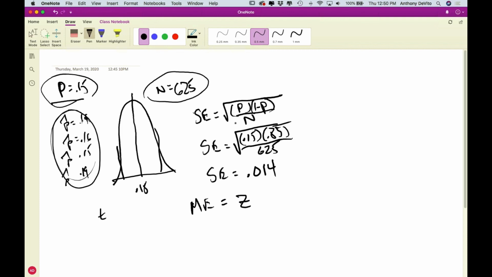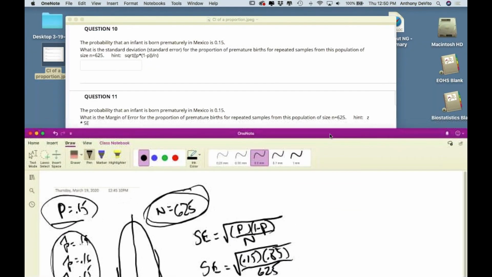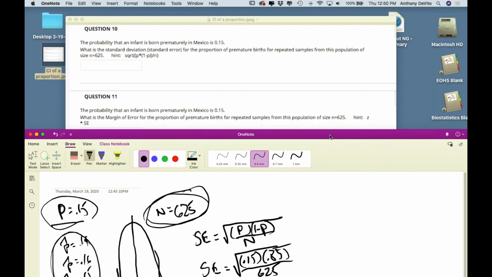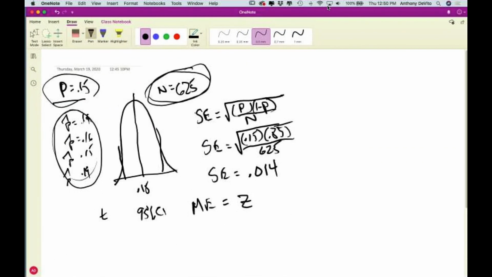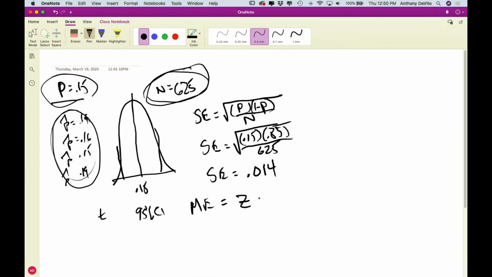But let's not worry about that now, because with proportions, we're almost always dealing with very large samples. So the z-score for a 95% confidence interval, I don't know if it stated it there, but it should have stated there that's for a 95% confidence interval. But I think most of you probably would have assumed that anyway, since that's the most common one that we calculate. A z-score times our standard error is our margin of error.